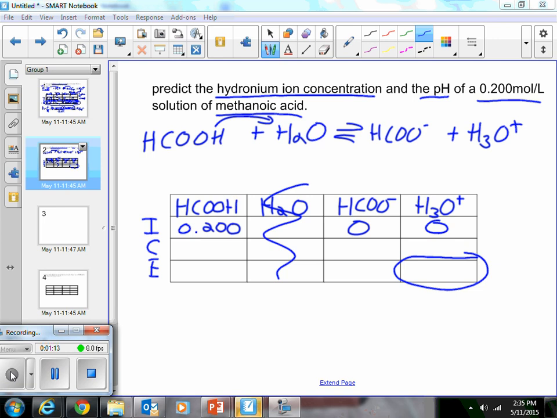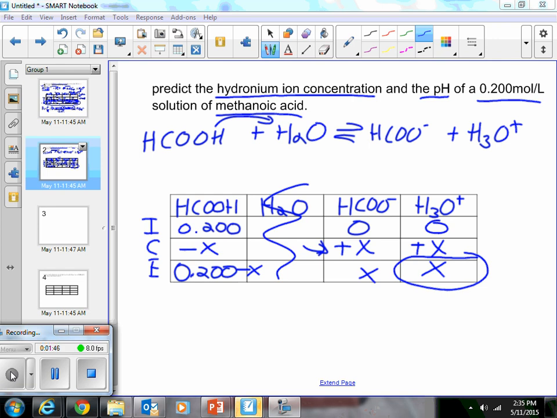So because I don't have any information about the values at equilibrium, I can assume that these are both going to increase, and it'll be by X amount. So at the end, I'll have X mole per liter and X mole per liter. The amount that these products increase by is going to be the same amount that our weak acid decreases by. So this will be minus X. So we'll have 0.200 minus X.